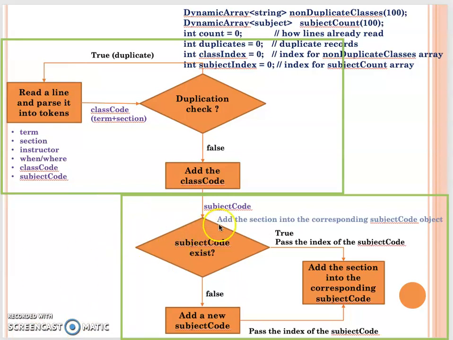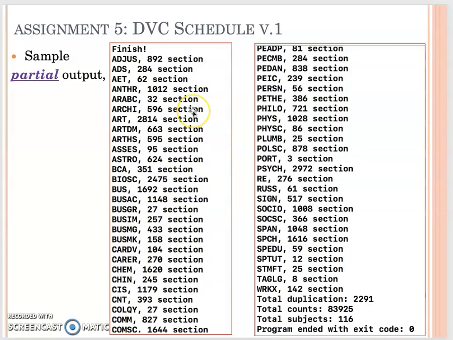Before we show you how you will store the subject code information, I want to show you the sample output we have for your assignment 5. After you finish, you will show me the total number of duplications. Then you need to tell me the total number of subjects. Each subject at the end you need to display in alphabetic order. Then in that subject, how many sections?